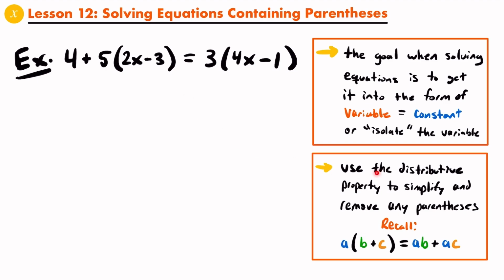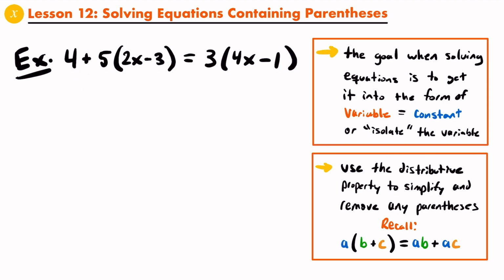Remember, the distributive property says that if you have some value, in this case a, multiplied by a quantity of another value b plus another value c, that would be equal to a times b plus a times c. You can distribute that a through the quantity. That is exactly what we want to do in this equation. In each of these cases where we have a constant multiplied by a quantity inside a set of parentheses, we want to distribute that constant through that quantity by multiplying it by each term inside. So let's do that here.